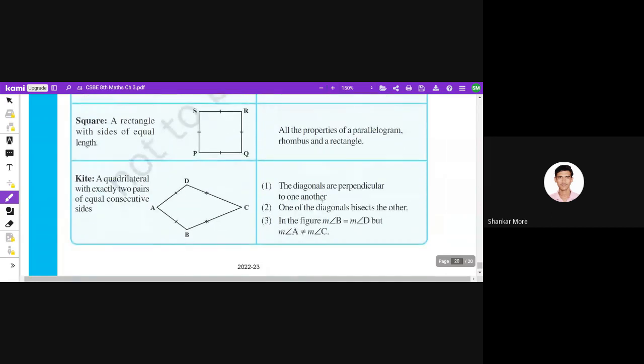So kite, the diagonals are perpendicular to one another. One of the diagonals bisects the other. So both diagonals do not bisect, students, only one does, right? So in the figure, the measure of angle B and D are equal but not A and C. See, this angle and this angle are the same but not this one. So A and C will not be equal. So this is about the kite, in case you have any doubt.